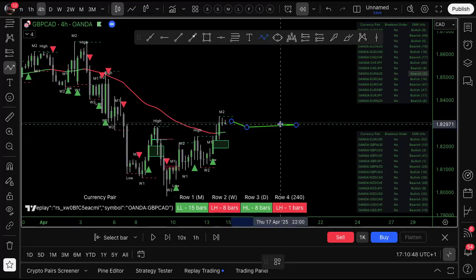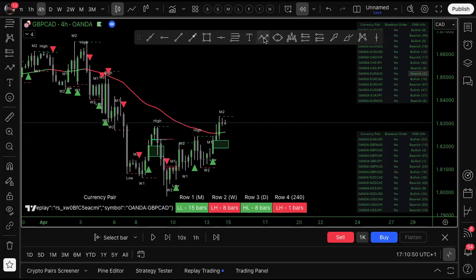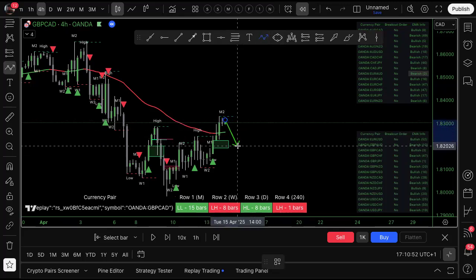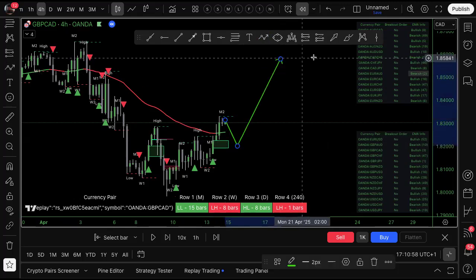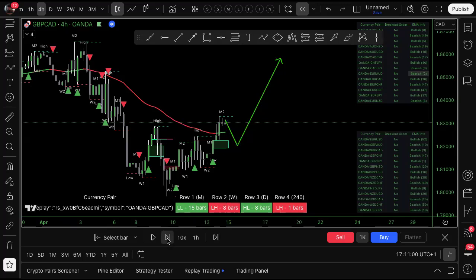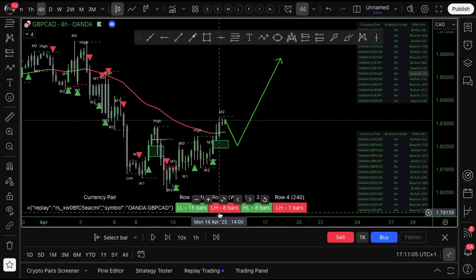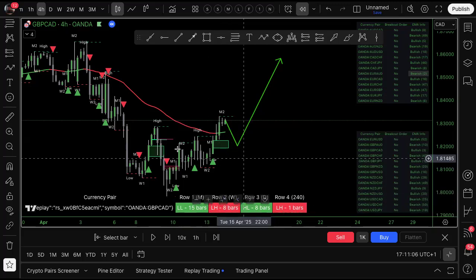Let's get rid of this. So we're looking for a move like this. And then we want it to create a W1, a low, or a W2 from here, to be able to buy up higher. This is what we want. But again, remember what I've said, because we don't know if we're still in a weekly pullback, this might not be a great trade for us.